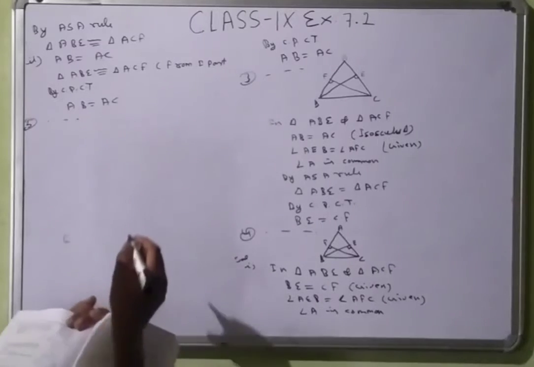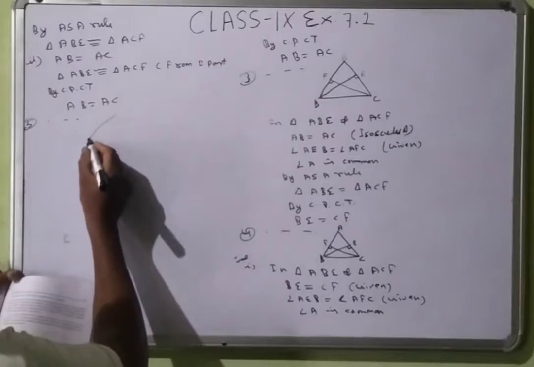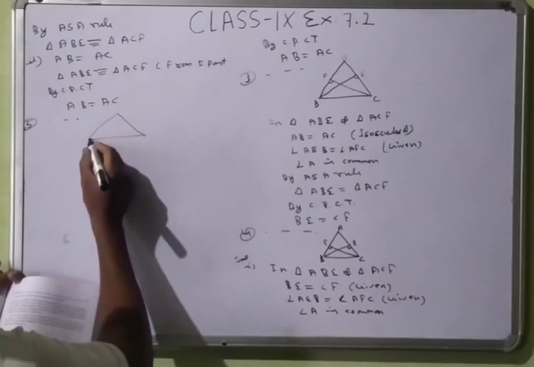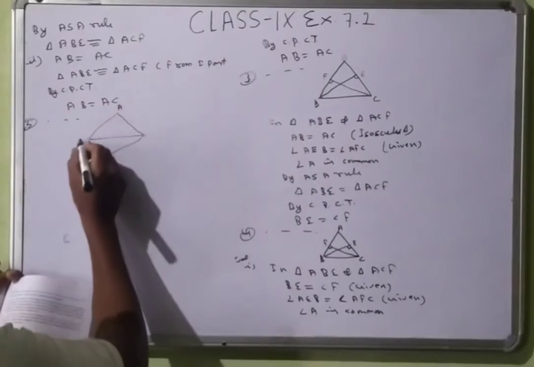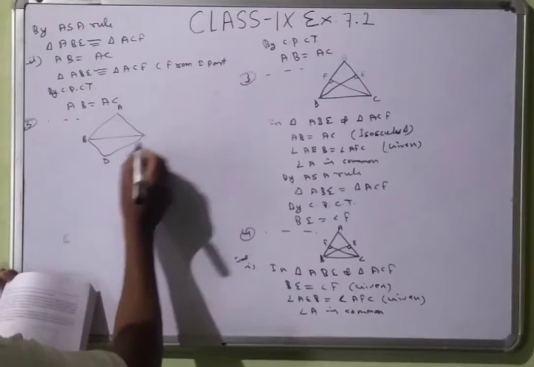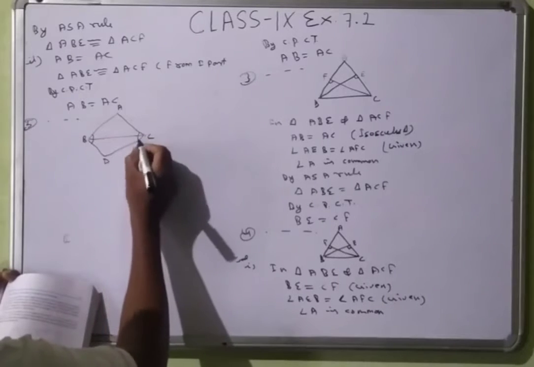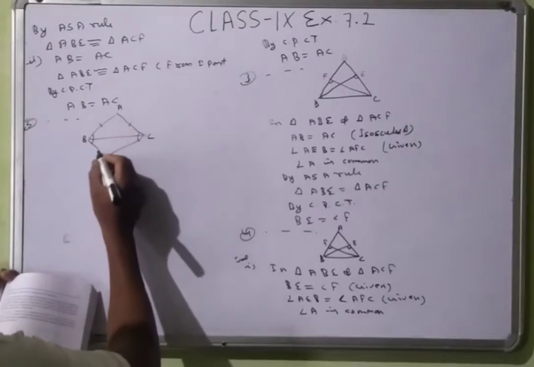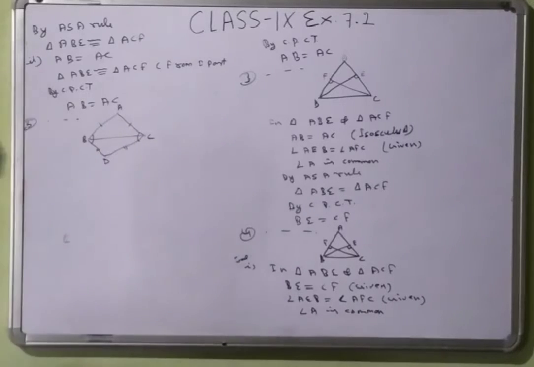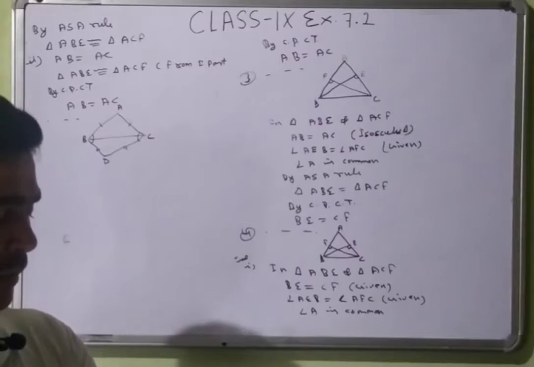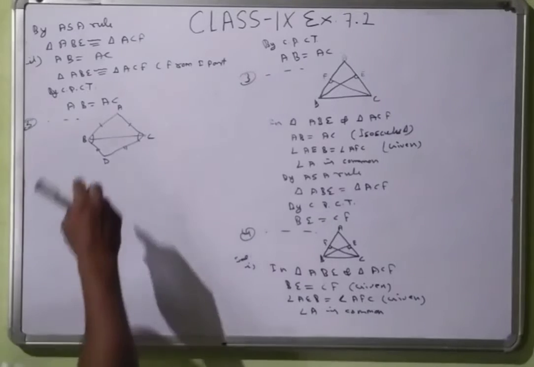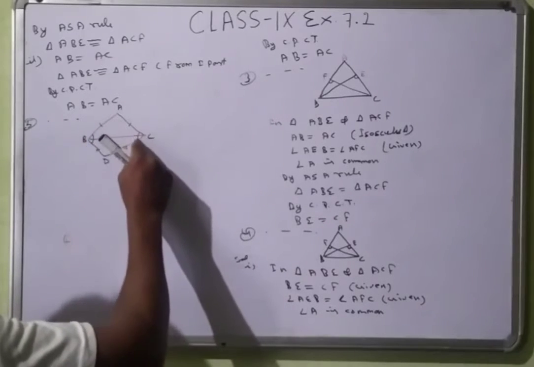Here is also a diagram given. See that first of all diagram. That A, B, D, C, and this side is equal to this one, these are equal. Okay. Now question number 5. ABC and DBC are two isosceles triangles on the same side BC, so that angle ABD is equal to angle ACD. It means these two angles are equal to these two angles.